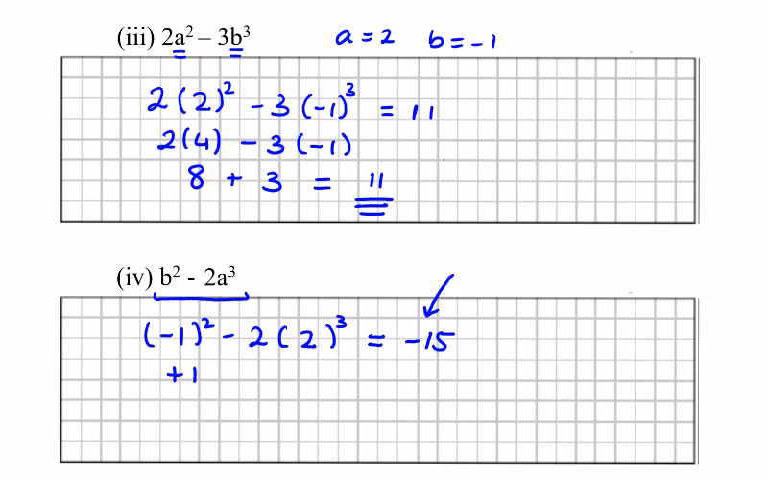-1 squared is +1, and -2 by 2 cubed. 2 cubed is 2 by 2 by 2, which is 8. So we have +1 -16 is the -15 that the calculator gave you. But about half of you lost marks in this question due to incorrect calculator use.